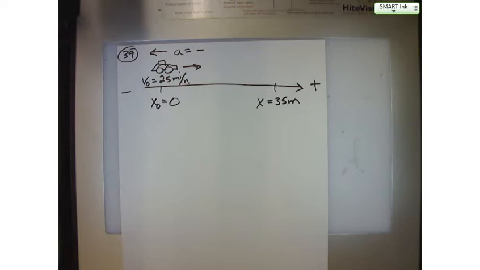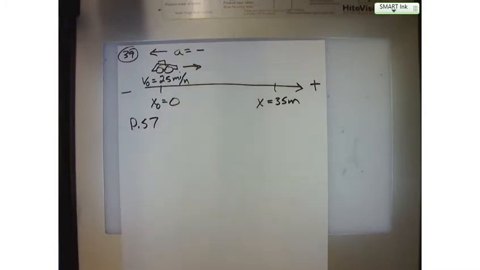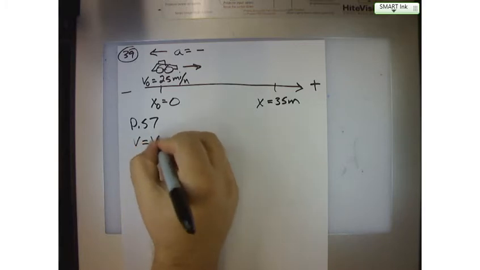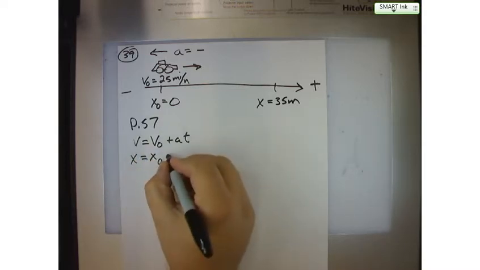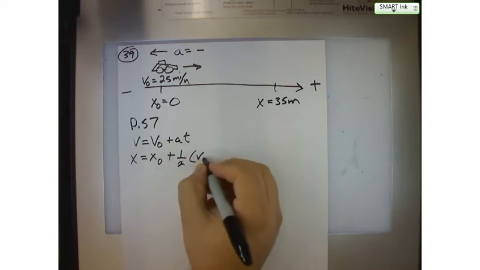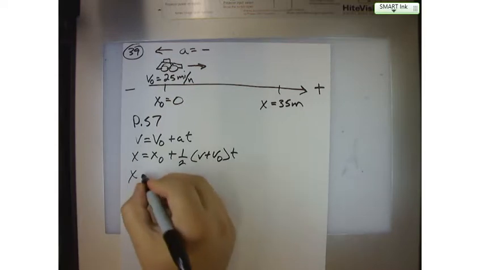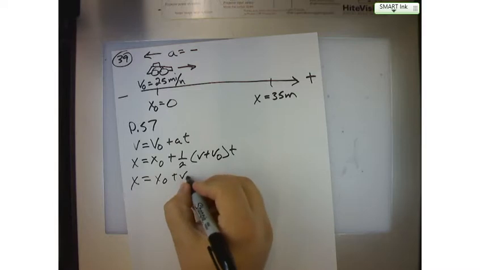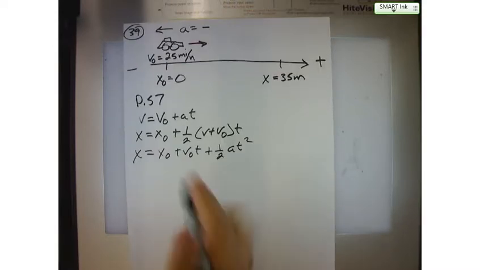There's a couple of things we could do. It doesn't tell us how much time would elapse, it just wants to know the acceleration. So we need to go through our kinematic equations and pick out which one will be helpful. In our textbook, on page 57, I'm only going to list the ones that have acceleration. We have final velocity equals initial velocity plus acceleration times time. We have final position equals initial position plus 1/2 times the sum of the final velocity and the initial velocity, times time. We have this one here, you know what it is. I get confused talking and writing at the same time. And then lastly, we have v naught squared.